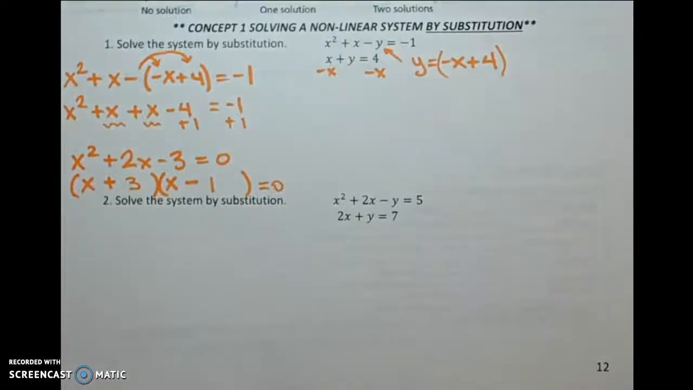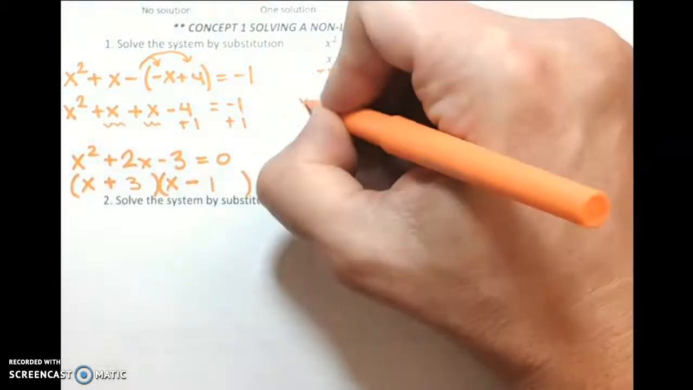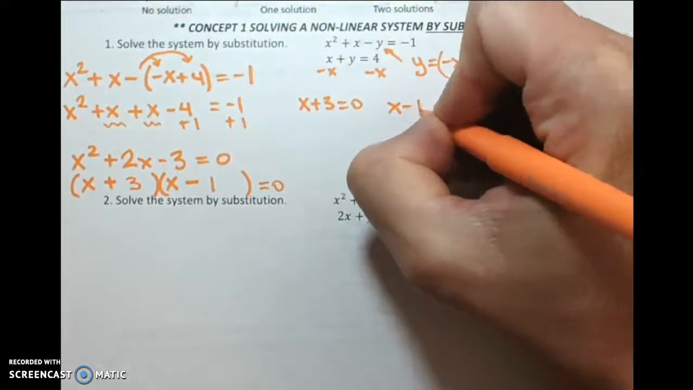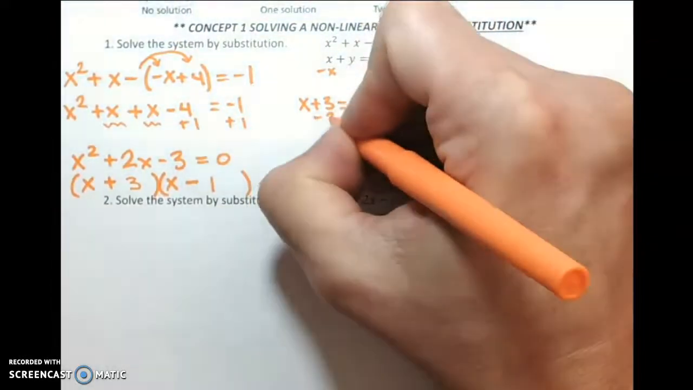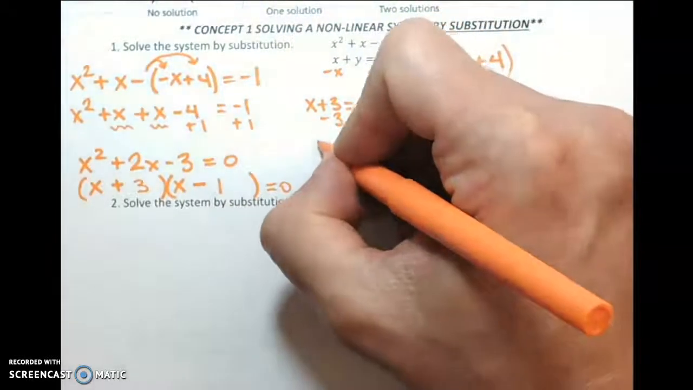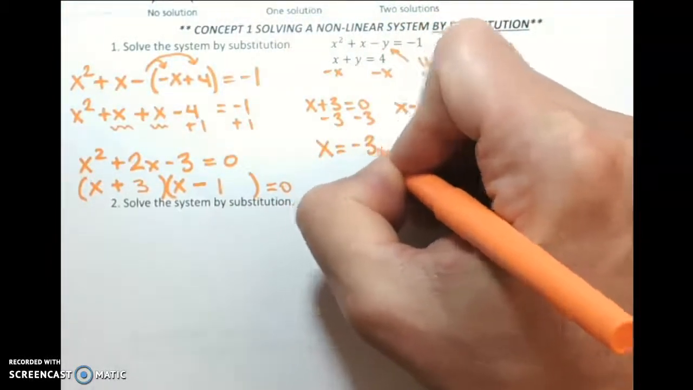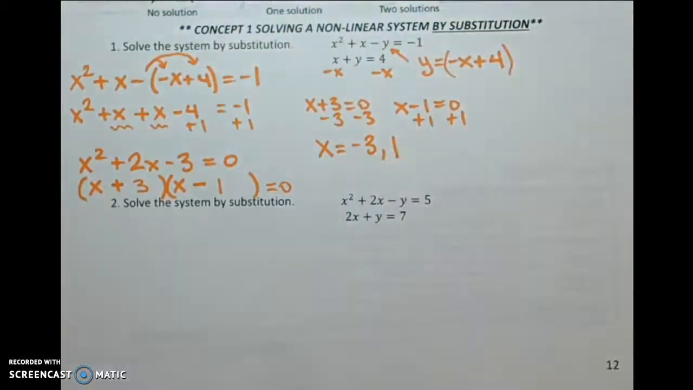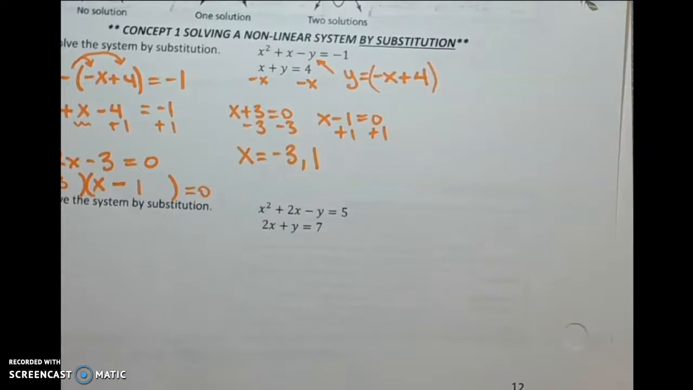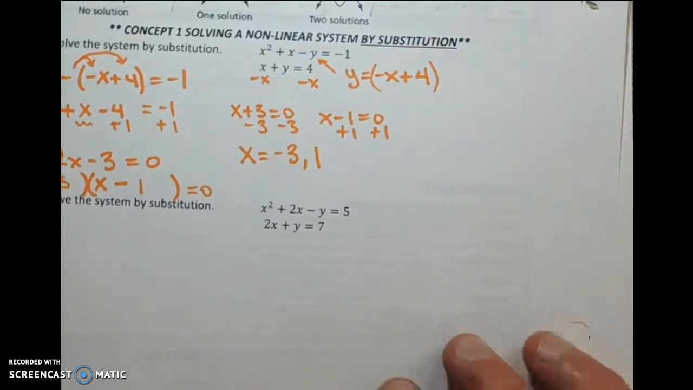Alright, so now I have that. I'm going to set each equation equal to 0. It's called the zero product property. So I go x plus 3 equals 0, x minus 1 equals 0. Here I subtract 3 from both sides. Here I add 1 to both sides to solve for x. X equals negative 3 and 1. Okay, perfect. I solved for x. Now, what I really need to do is look for points of intersection, right?